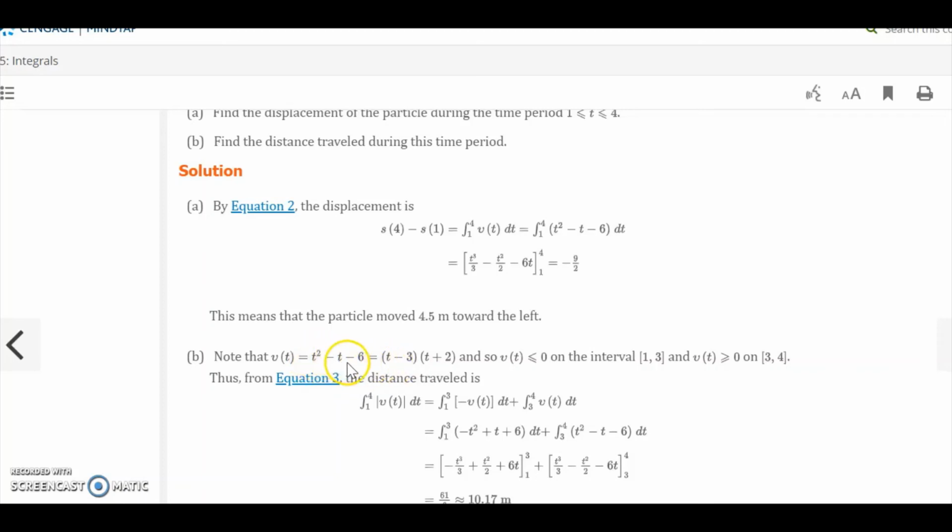So t squared minus t minus 6 is equal to (t minus 3)(t plus 2). So we know v of t is going to be 0 at 3, and it's going to be 0 at minus 2.